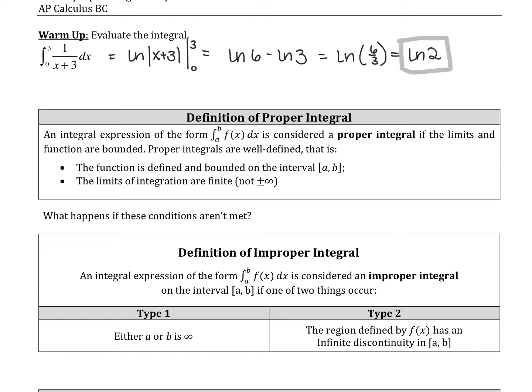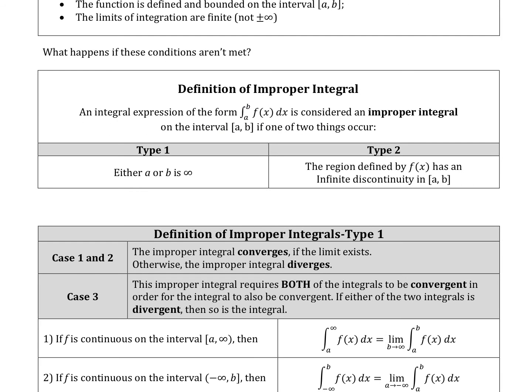So there are actually two types of improper integrals that we're going to look at, and the definition says this. An integral expression of the form, the integral from a to b of f of x dx, is considered improper if one of two things occur. Either the lower bound or the upper bound is infinity. So either a or b is infinity. Okay, so some examples might be what that would look like.